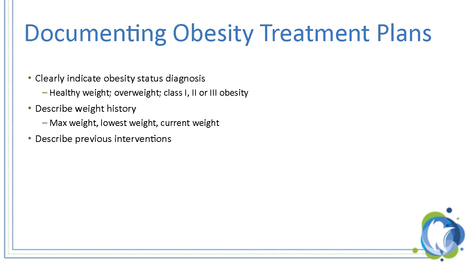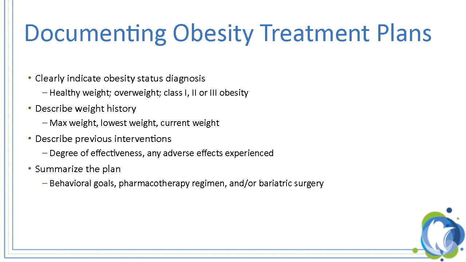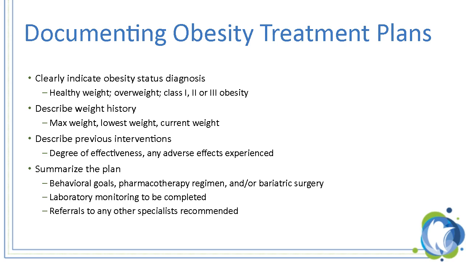Also documenting any previous interventions and what impact those have had. Had they been effective? Did they stop due to some side effect? And did they have any other adverse effects? And then what are their goals? What were their behavior goals? What's the long-term plan for their pharmacotherapy? Are they thinking about bariatric surgery or working towards that? And then what labs and referrals are needed? And really, again, always keep in mind to leverage that multidisciplinary team. And what is their anticipated follow-up?